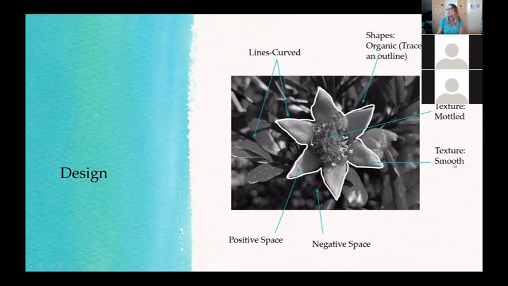And then in this case, this does have different texture. This is more smooth texture, and then this is a more mottled texture. So we have some contrast in texture, which makes it interesting. We have some good negative space here, some background that's darker. So we can really highlight this with some darker background elements. And then this is, of course, the positive space here.